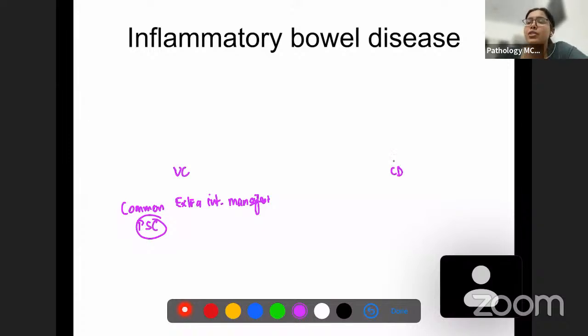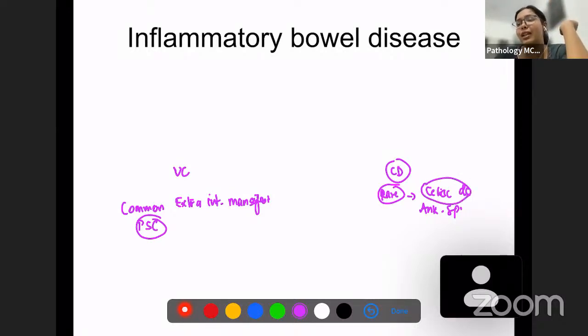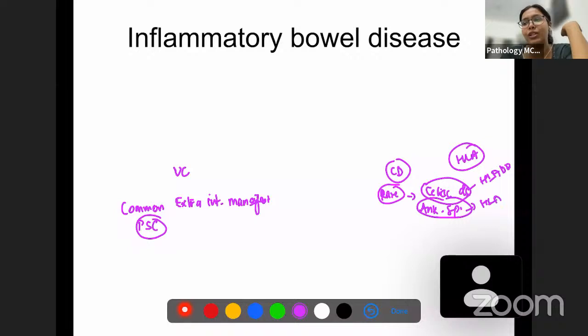But in Crohn's disease, you can see a variety of extraintestinal manifestations. Even though it is rare, you can see a few extraintestinal manifestations. Like it is also associated with celiac disease. It's also associated with ankylosing spondylitis. So, two important features you can notice are celiac disease and ankylosing spondylitis. Both of them are HLA associated diseases. Celiac disease is associated with HLA DQ and DR. Ankylosing spondylitis is associated with HLA B27. Okay, so these both are HLA associated diseases. These are some common features which you can see.